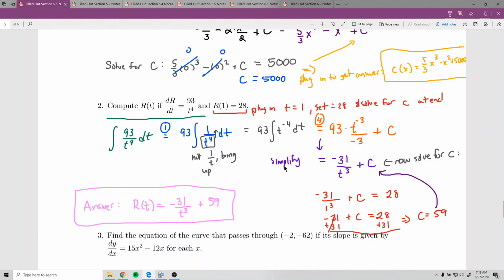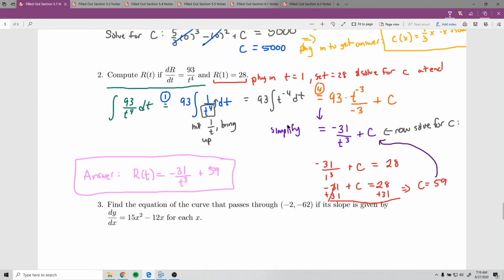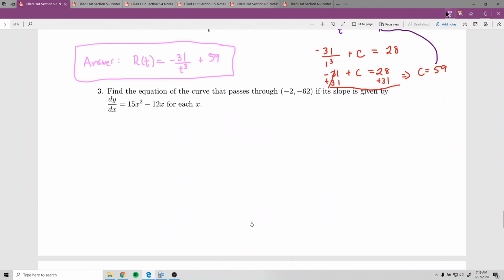Right, but once again, same steps as last time, nothing special. All right, I think the last one might be the one that, the way it's worded, is most confusing. It says, find the equation of the curve that passes through the point (-2, -62) if its slope is given by this derivative.